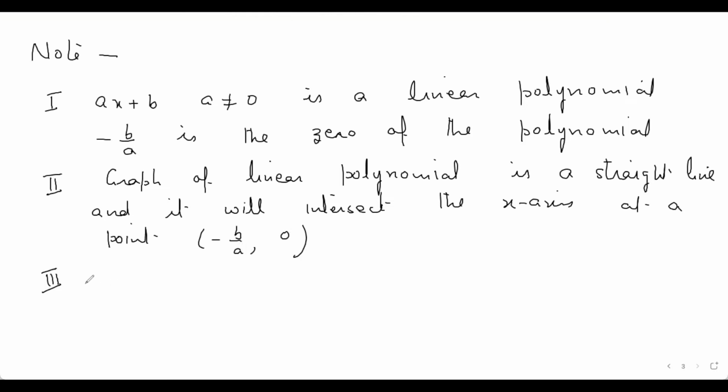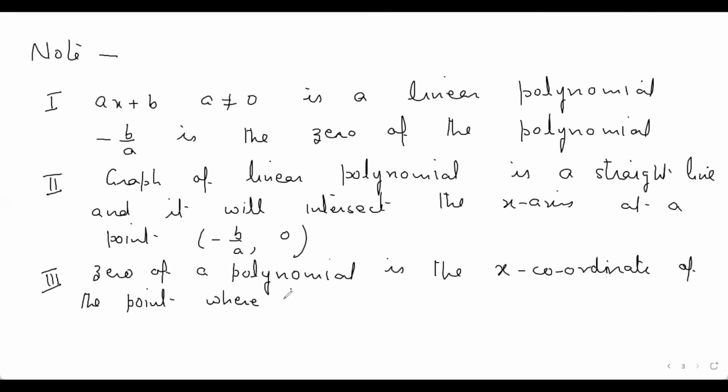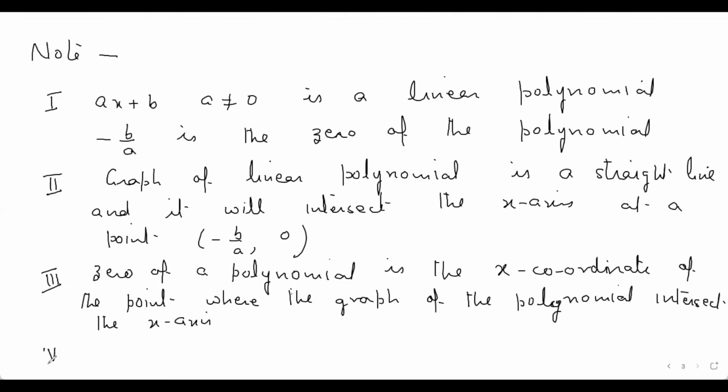And third thing, the zero of a polynomial is the x coordinate of the point where the graph of the polynomial intersects the x-axis. And the fourth point is that a linear polynomial has exactly one zero.